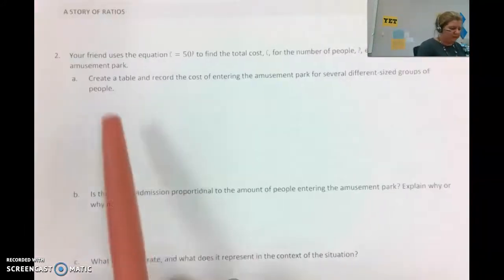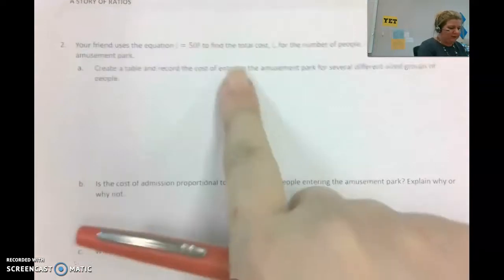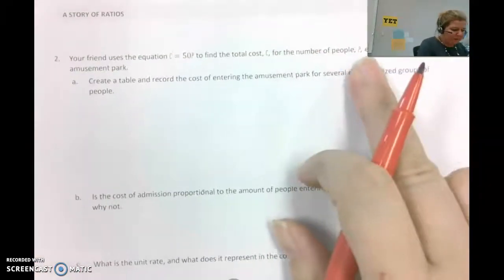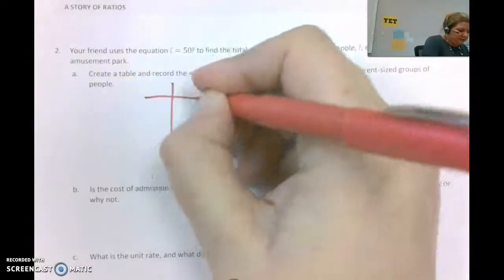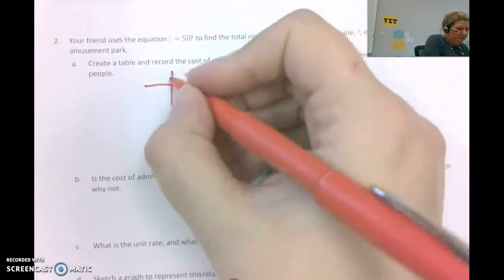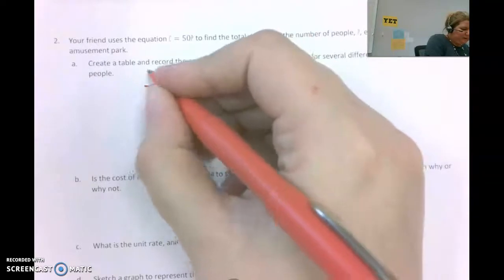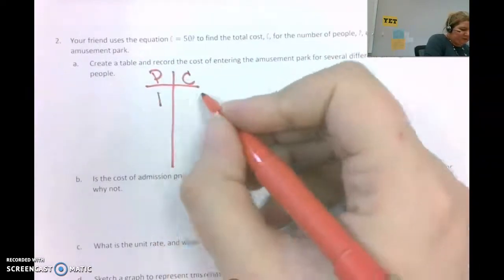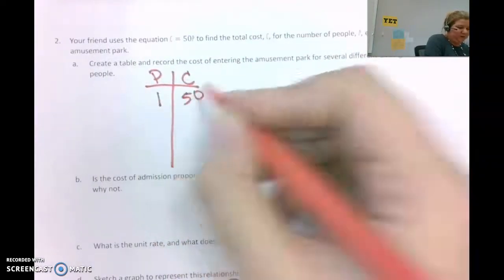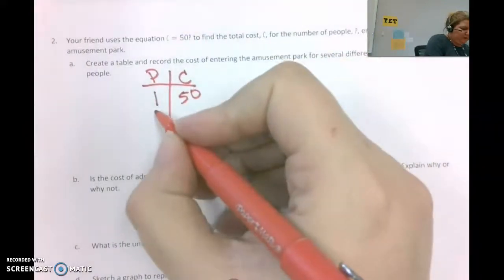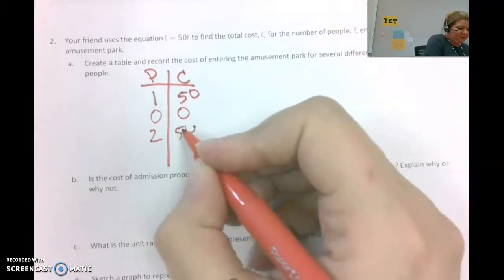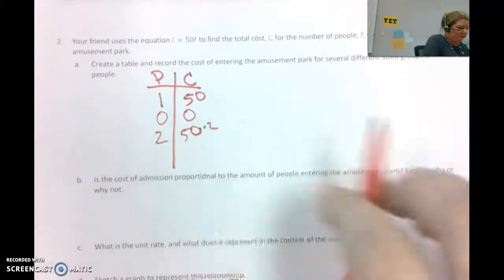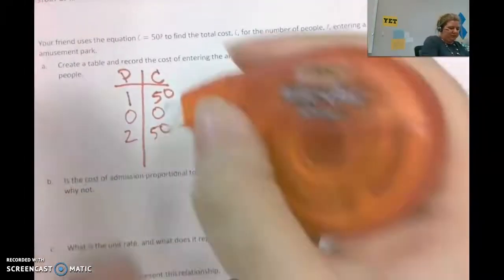New situation. We have a friend who's using this equation to find the cost for the number of people entering the amusement park. So we're going to create a table. For our table, we will have the number of people and the cost. One person would be $50. No people is no dollars. 2 people is $50 times 2. So we'll just write that as 100.